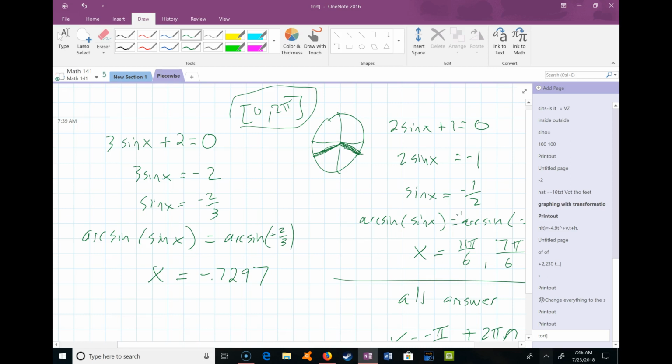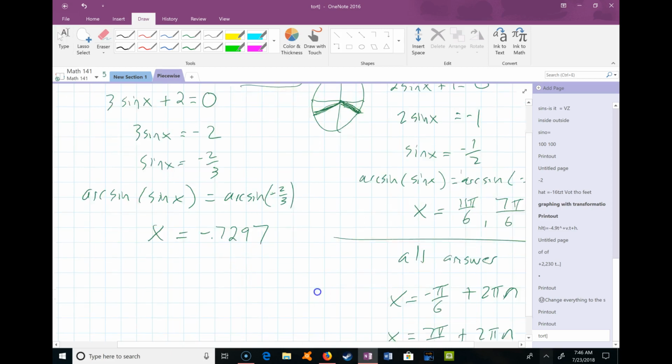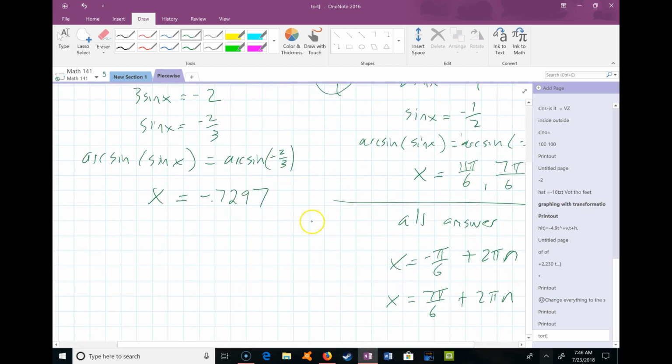Now I know there's other answers like that, and if I'm looking between 0 and 2 pi, that's not even one of the answers I want, because that's not between 0 and 2 pi. So once again, I'm going to draw a little unit circle just like I did before, and I'm going to roughly draw where that is. Negative 0.7, that's right there-ish.